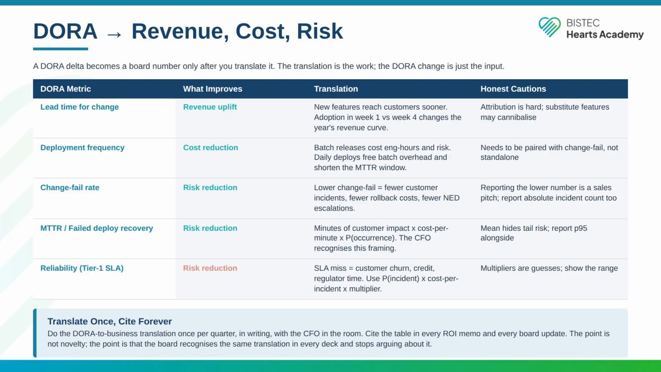Cite forever. Do the DORA to business translation once per quarter in writing with the CFO in the room. Cite the table in every ROI memo and every board update. The point is not novelty. The point is that the board recognizes the same translation in every deck and stops arguing about it.